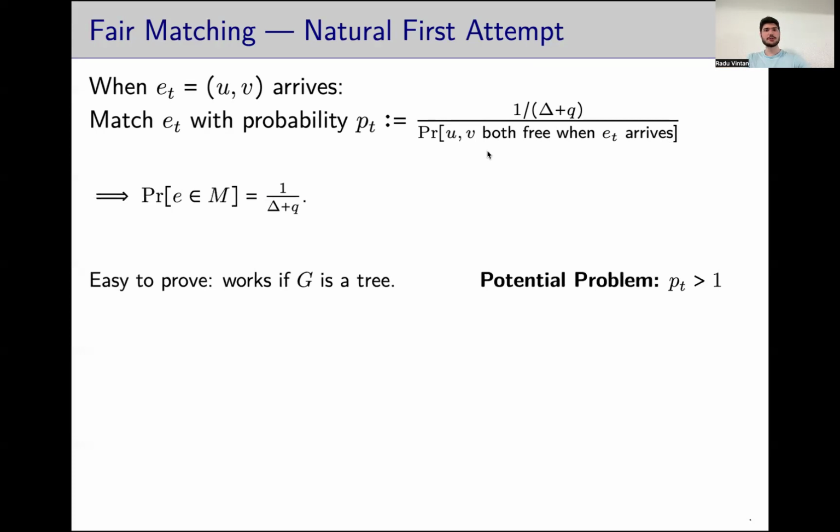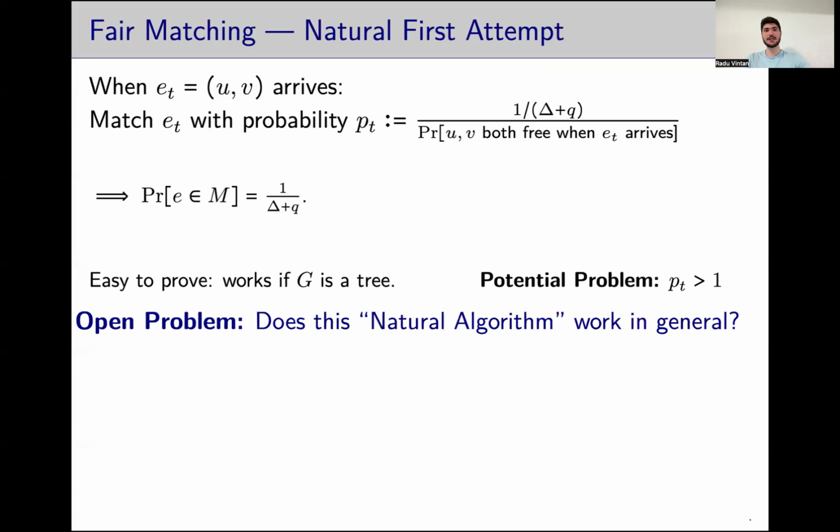And I should also say, it's not clear how to even implement this algorithm, because this probability of U and V being both free when E_t arrives is not necessarily straightforward to compute. It's not clear how one can compute it in polynomial time. One would have to run the algorithm a lot and sample, and see maybe an estimate of this thing. So it's also an issue like that. But even if we ignore implementation details, we don't know how to analyze this, and no one has succeeded in analyzing this. So it's still an open problem: does this natural algorithm work?